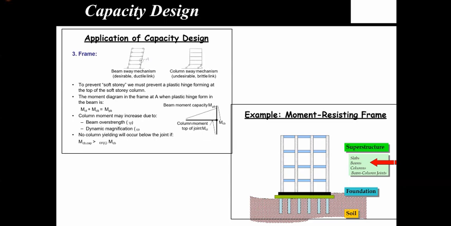Let's zoom into this corner point where you have a column and a beam. This is going to be the bending envelope, right? So we know from equilibrium that the top moment in the column and the bottom moment in the column would equate to the beam moment capacity, right? Which means, and also you need to make sure, the column moment may increase due to the beam overstrength factor.